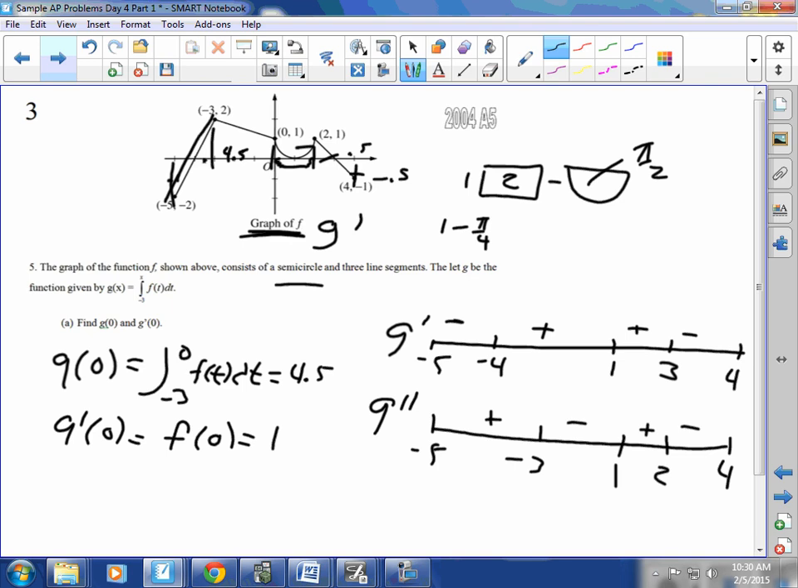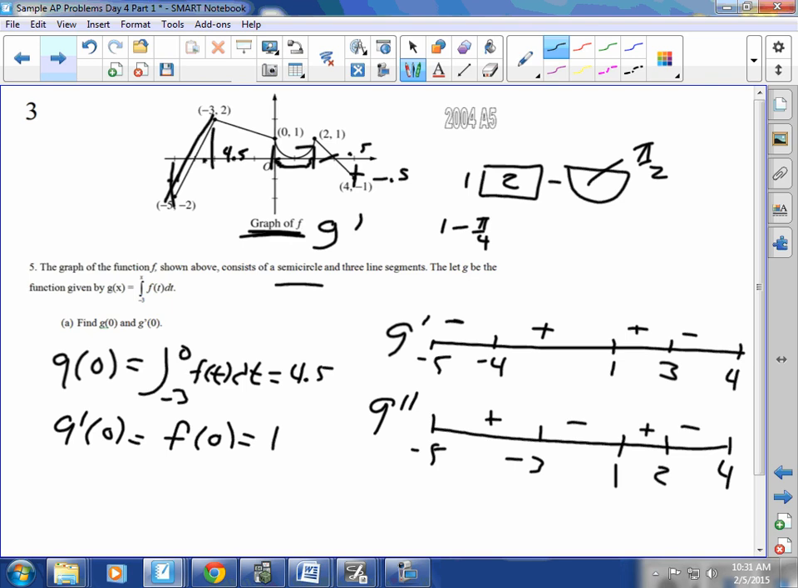And then where do we have points of inflection? Negative 3, 1 and 2. We can justify those by saying G double prime changes sign, therefore G would have a change in concavity. So the points are not all that hard to earn. Just have to recognize the problem.